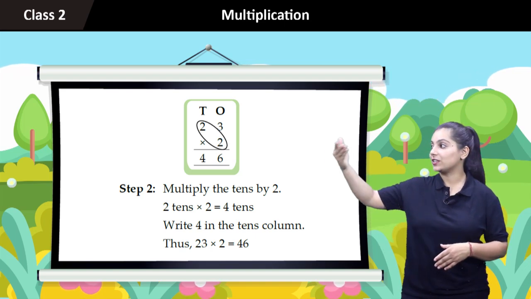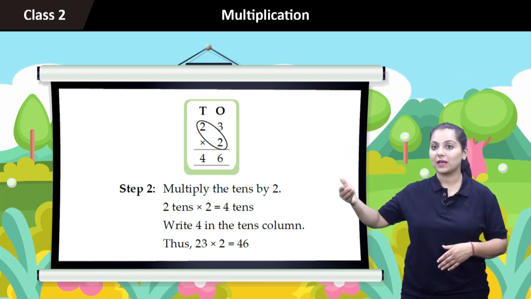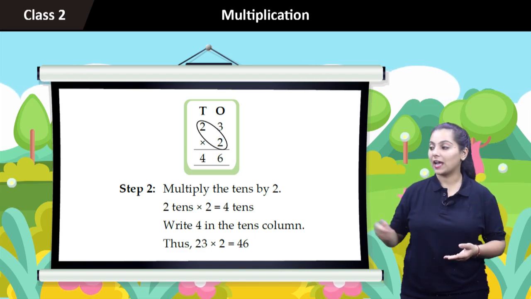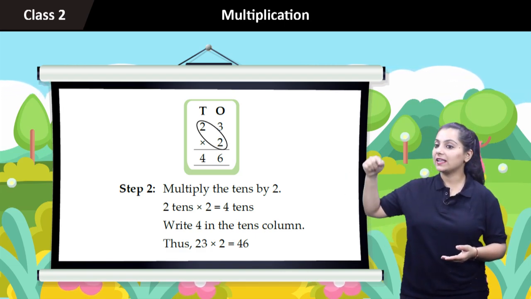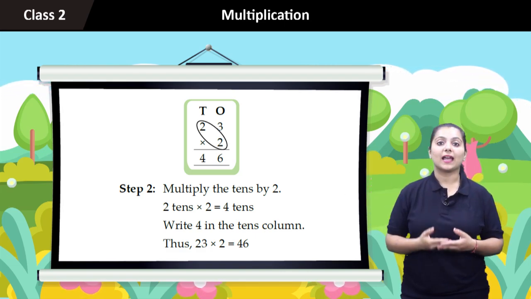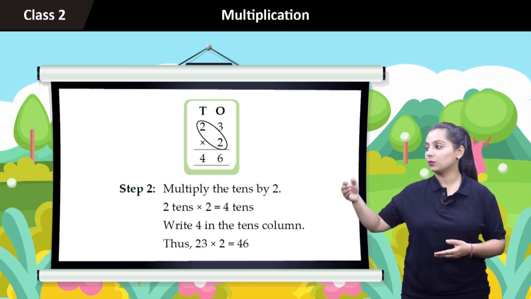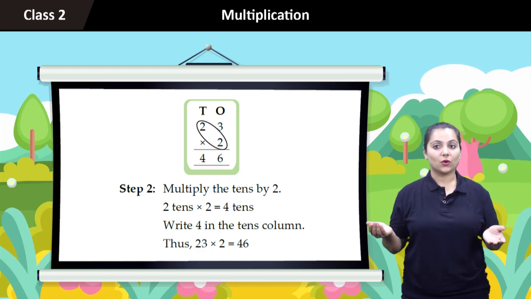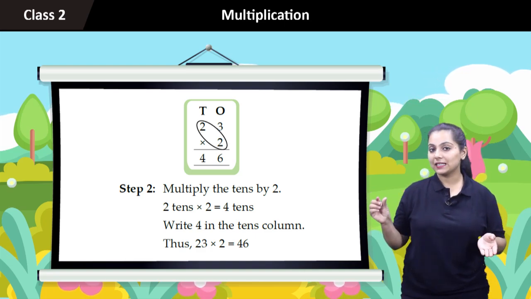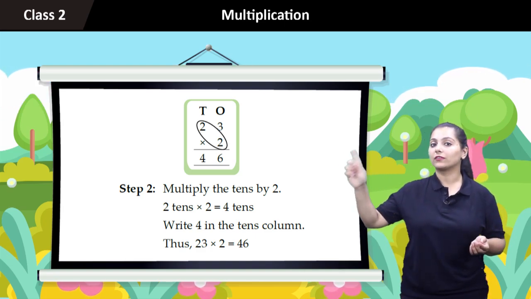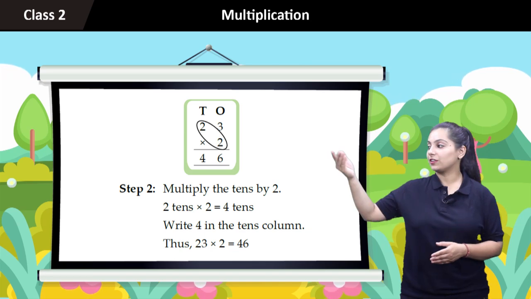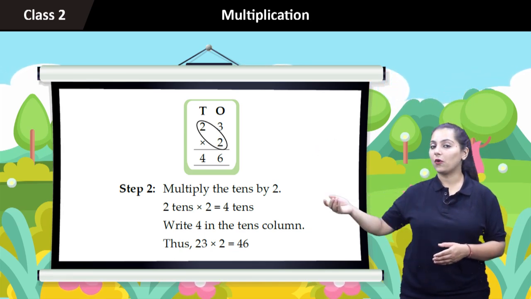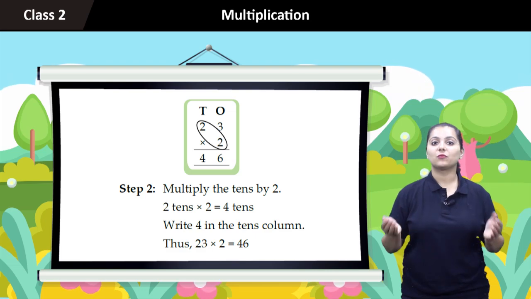Let's learn it again. We are having 23 and we have to multiply it by 2. First of all, we will multiply 2 by the ones place value, and then we will multiply 2 by the tens place value. So we have to multiply a single number with both of the values. 3 twos are 6. 2 twos are 4. So the answer is 46.